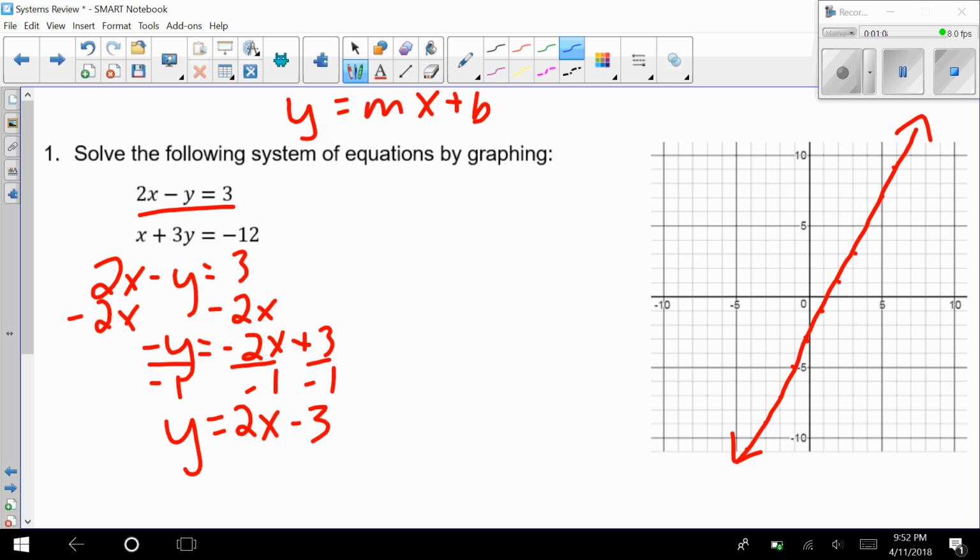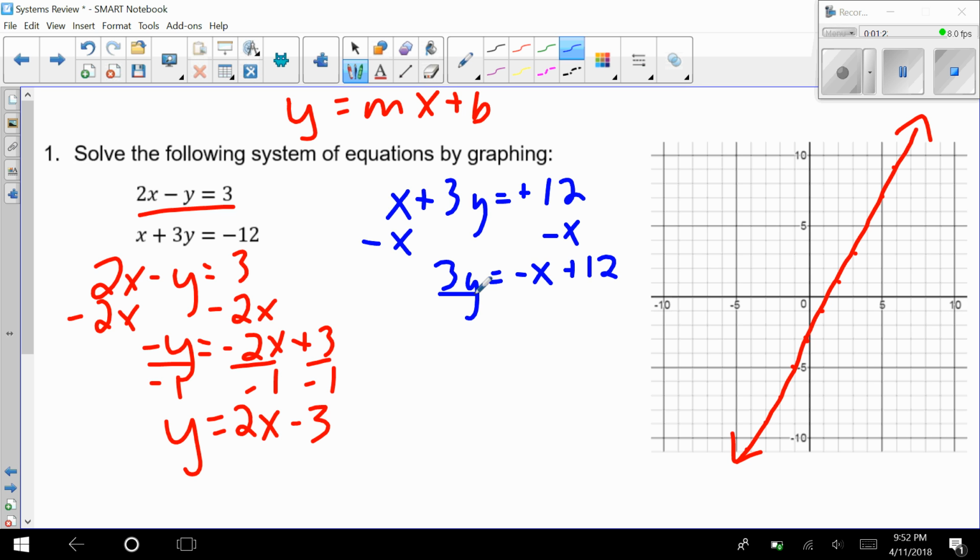Then for the other equation, x plus 3y equals negative 12. This one should be positive 12. That is a typo. We'll start by subtracting x off both sides. So we get 3y equals negative x plus 12. And then we'll divide everything by 3 to get y by itself, leaving us with y equals negative 1/3 x plus 4. We'll start at our y-intercept of 4, go down 1, right 3, and look, we found our solution.